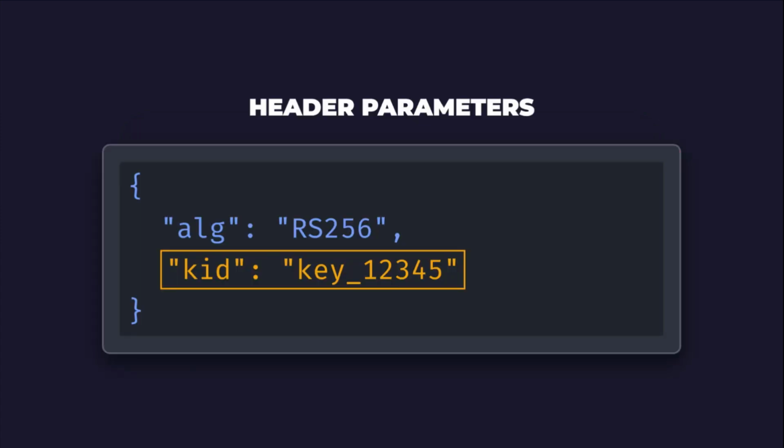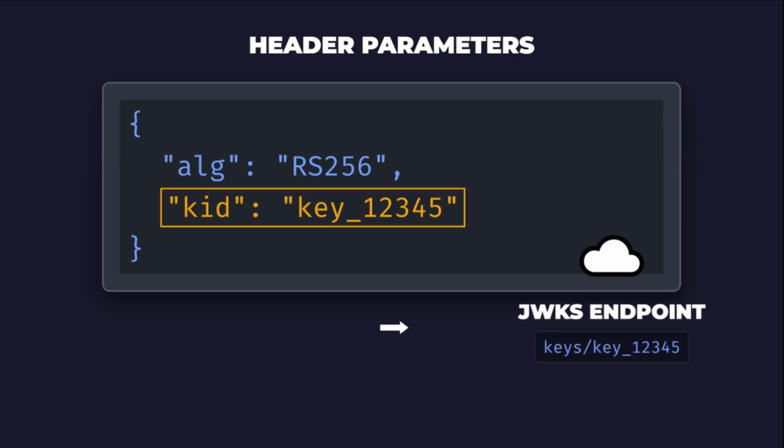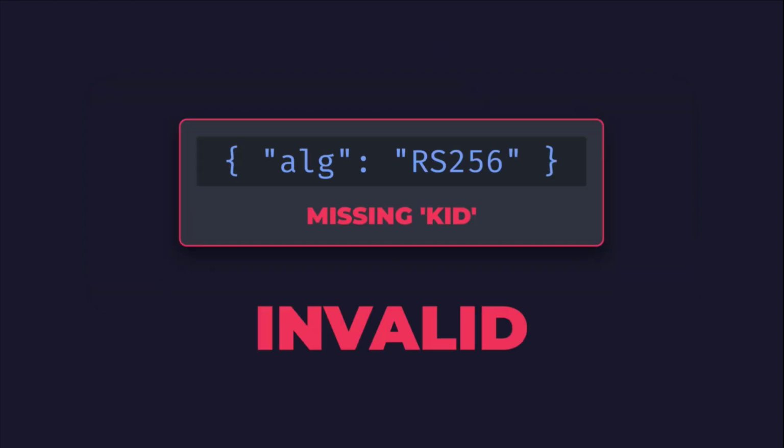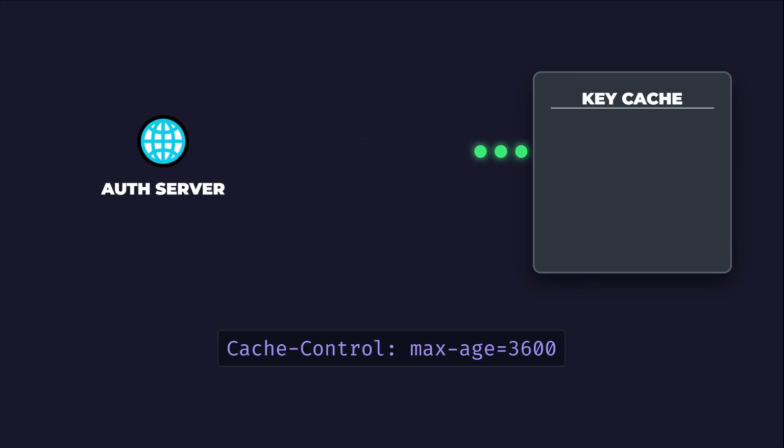Before touching claims, extract the signing key identifier, the KID header parameter. This identifier dictates which specific public key from the JSON Web Key Set, or JWKS endpoint, must be used for signature verification. If the KID is missing or points to an unknown key, the token is invalid immediately. Never assume the key is static. Always fetch the JWKS dynamically and cache the keys based on their KID for performance, but respect the cache control headers provided by the authorization server.